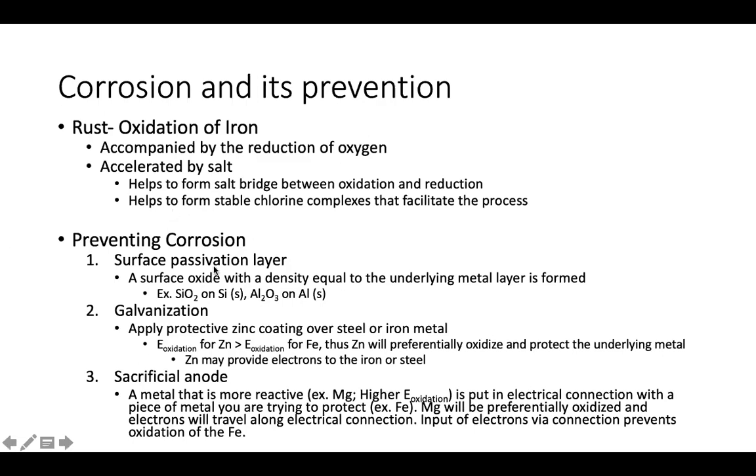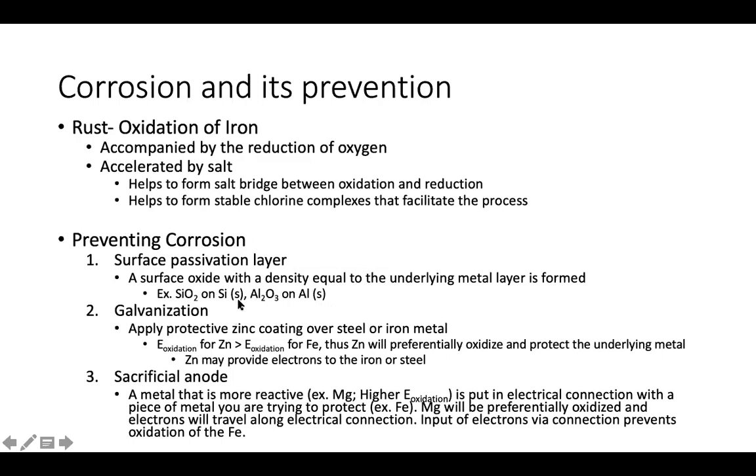Maybe the metal that we're trying to protect is solid silicon or solid aluminum. So what will occur is we will have a layer of silicon oxide, right? A layer that is oxidized that will lay on top of our pure silicon or pure aluminum, and it will protect the layer underneath from being oxidized. So as you can see, it's an already oxidized layer on top of the metal that's protecting it.